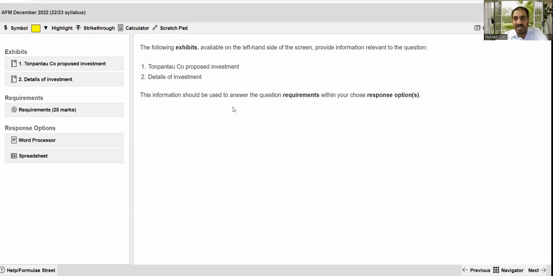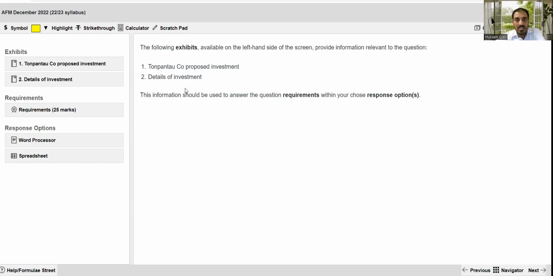The time for a practice question. AFM December 22 exam question. Question name: Tonpantau company. Relevant to the syllabus area, advanced investment appraisal.